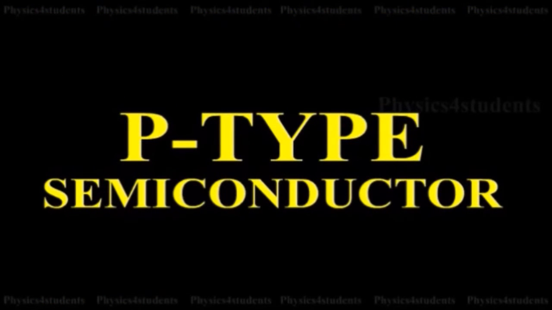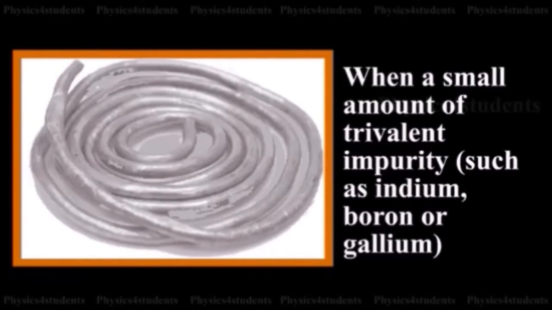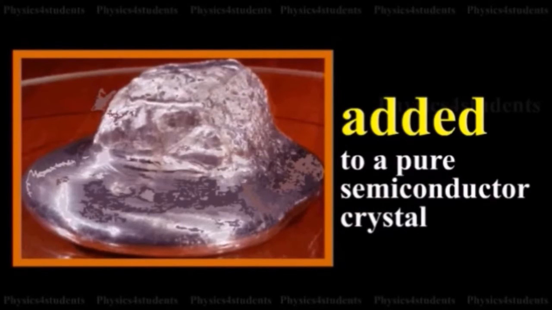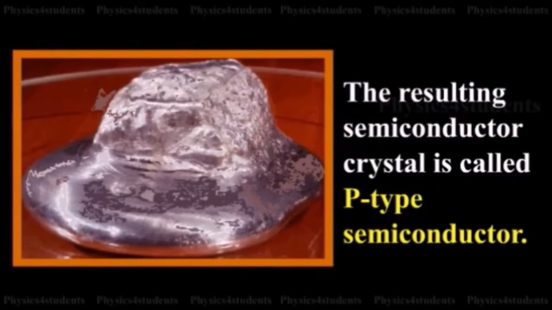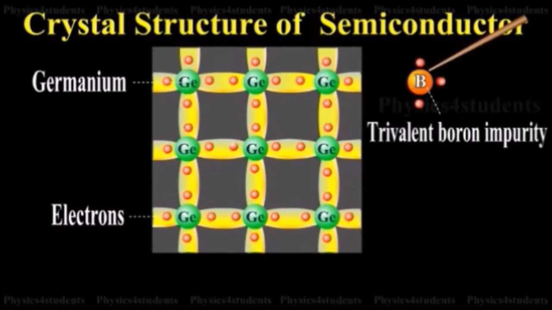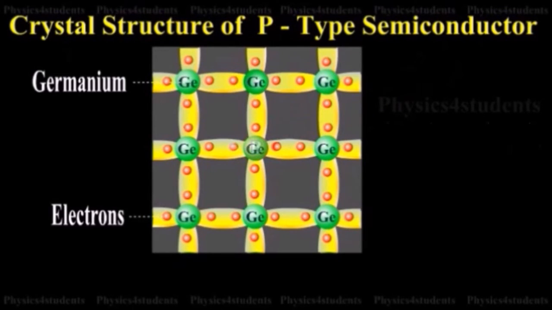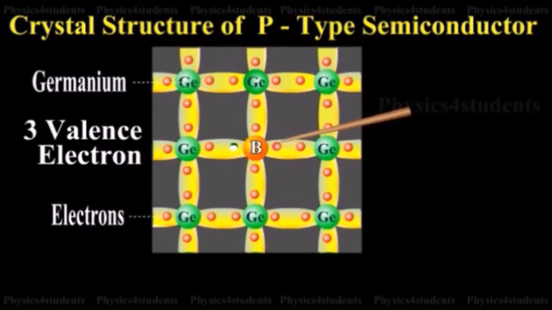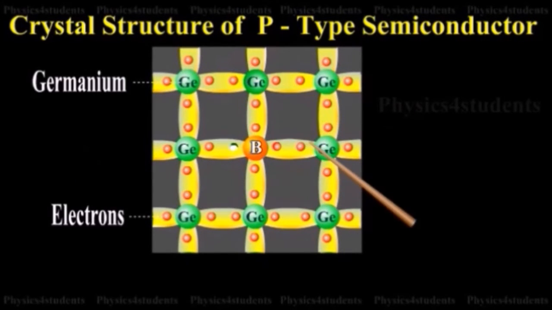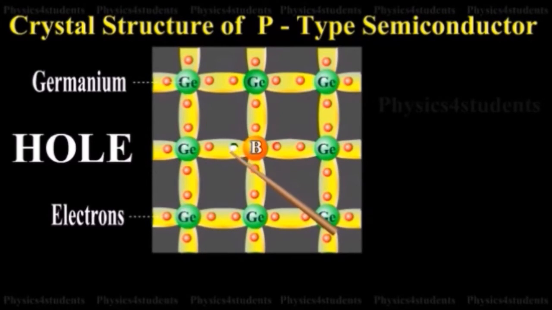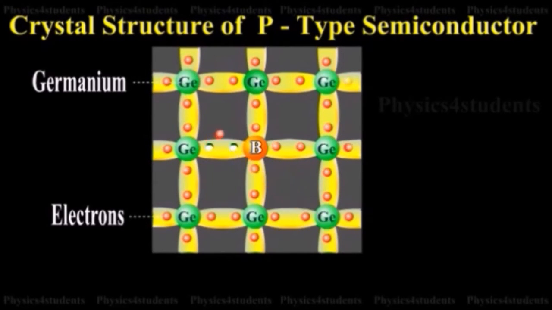P-type semiconductor. When a small amount of trivalent impurity, such as indium, boron, or gallium, is added to a pure semiconductor crystal, the resulting crystal is called a P-type semiconductor. The diagram shows the crystal structure obtained when trivalent boron impurity is added to the pure germanium crystal. The three valence electrons of the boron atom form covalent bonds with the valence electrons of 3 neighboring germanium atoms. In the fourth covalent bond, only one valence electron is available from the germanium atom, and there is a deficiency of one electron, which is called a hole. Hence, for each boron atom added, one hole is created. Since the hole can accept electrons from the neighborhood, the impurity is called an acceptor.